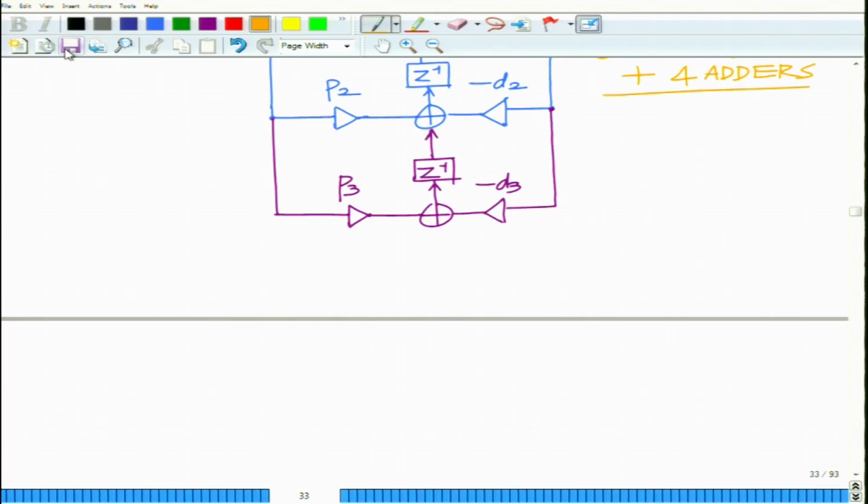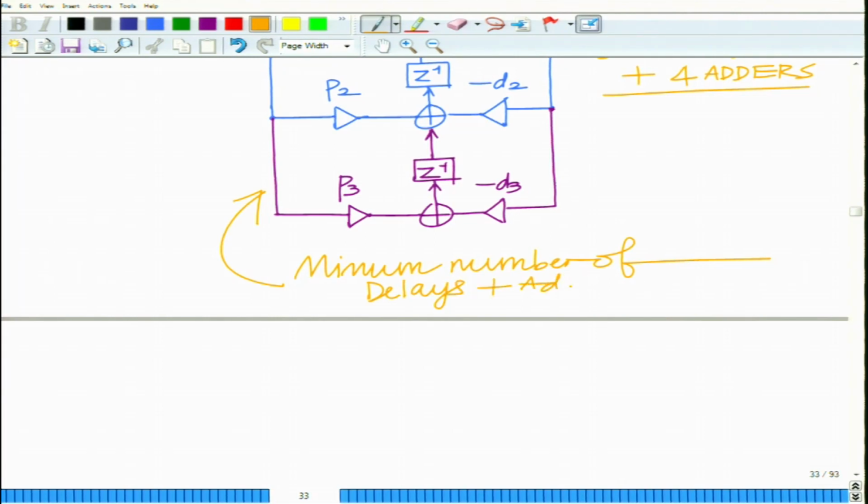So, this results in the minimum number of delays, this has the minimum number of delays and adders, okay. So, that is the direct form. So, that describes basically the direct form 2 transpose, alright.